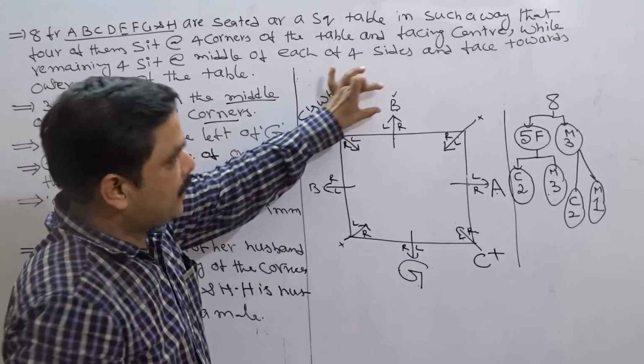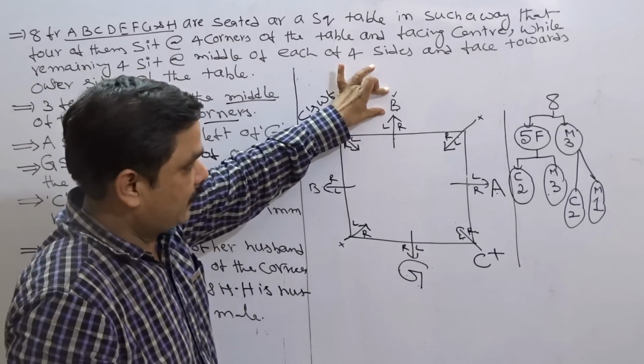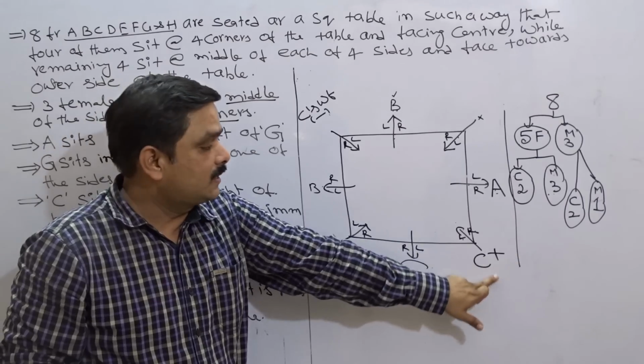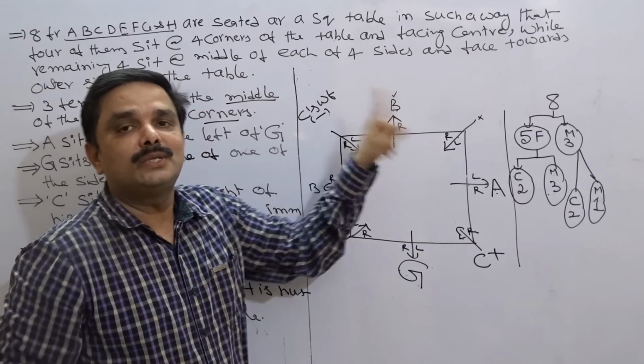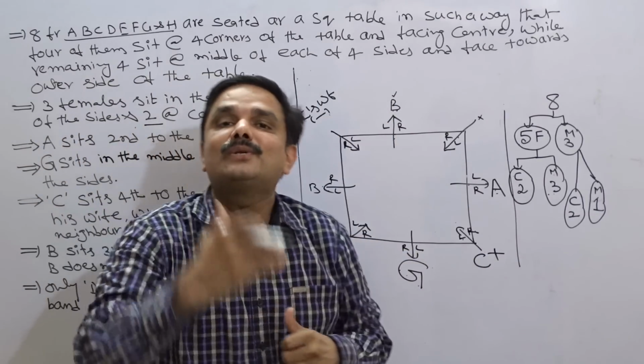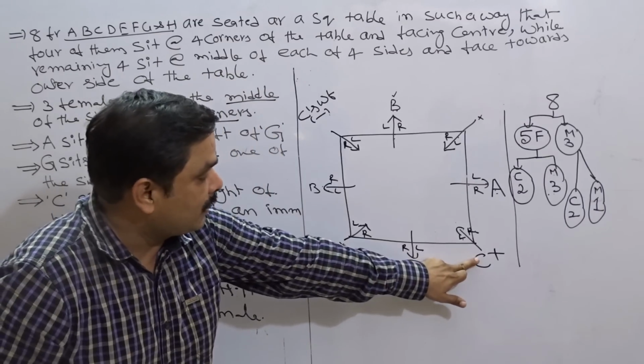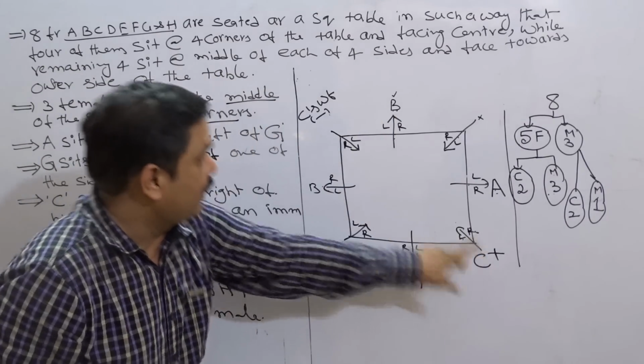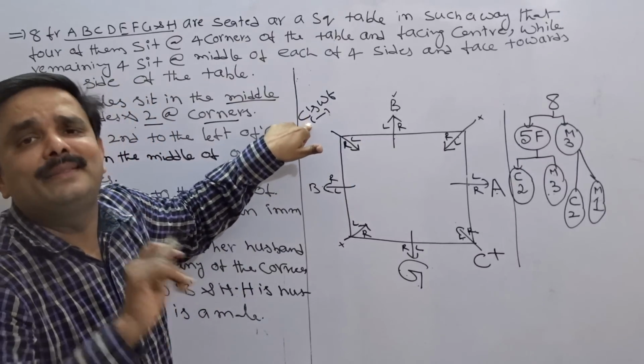If I keep B here, the meaning is that C must be the husband of B. Only if C is the husband of B is this arrangement possible. But according to the question, C cannot be the husband of B. C must be the husband of a lady who comes at this place.